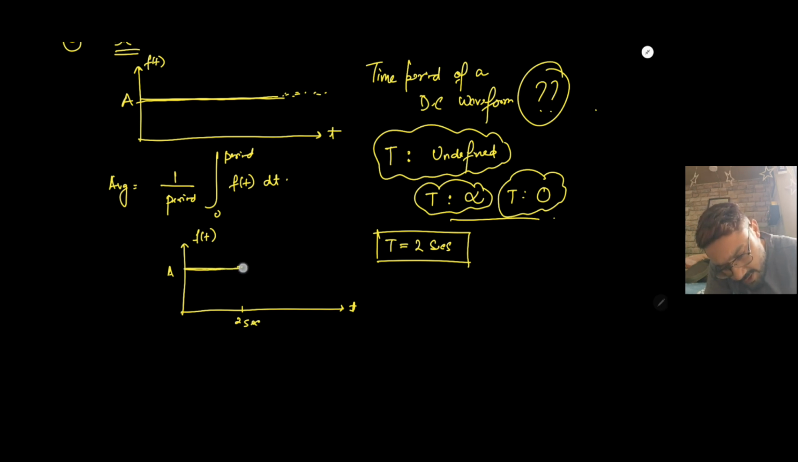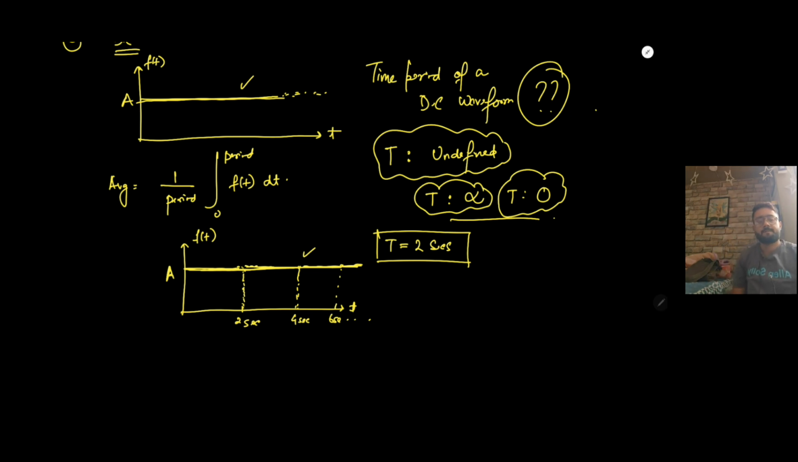For 2 seconds the waveform's value is A. After another 2 seconds it will keep constant for another 2 seconds. Like this it can continue to 6 seconds, and so on. Overall you can see that it matches the original waveform. So T equal to 2 seconds is fine. What I want to say is that you can consider the time period of a DC as any value. That's why we call it undefined, meaning it's not defined what the value of T is. So T can be anything for a DC waveform.